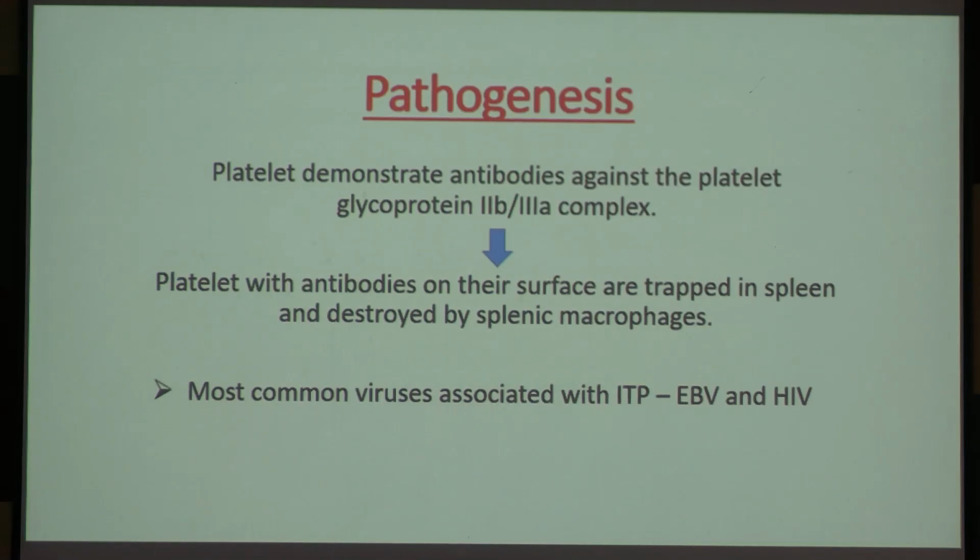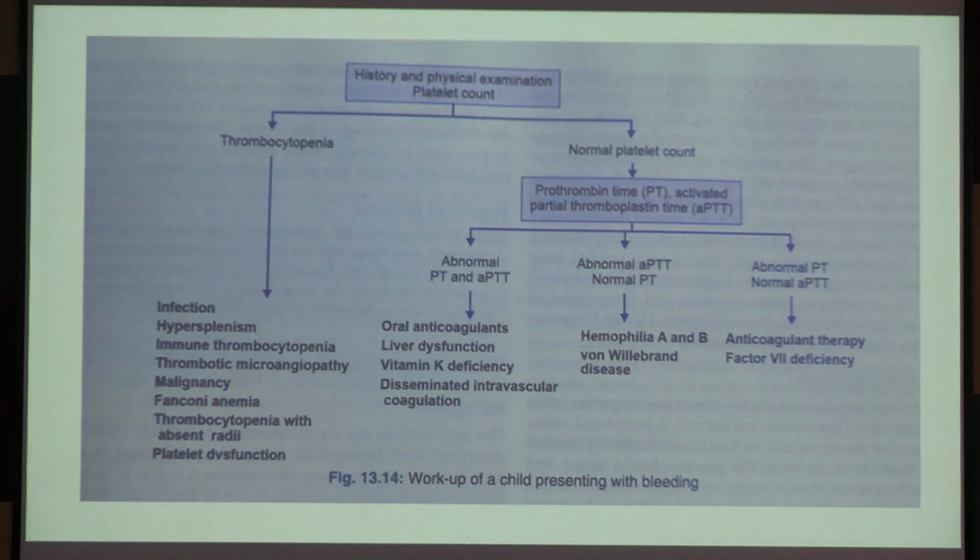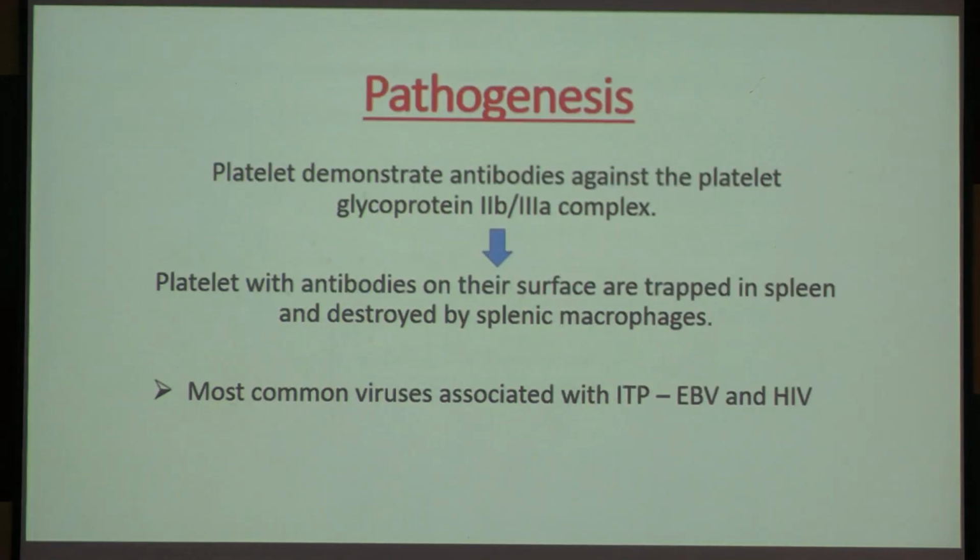So, platelets will be destroyed by splenic macrophages and there will be thrombocytopenia. Most common viruses associated with ITP are Epstein-Barr virus and HIV.